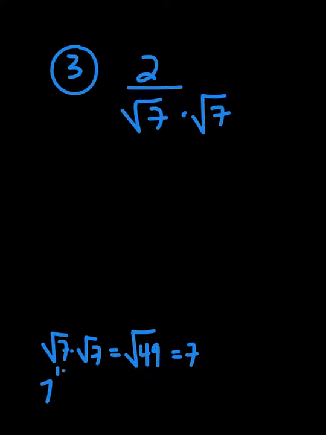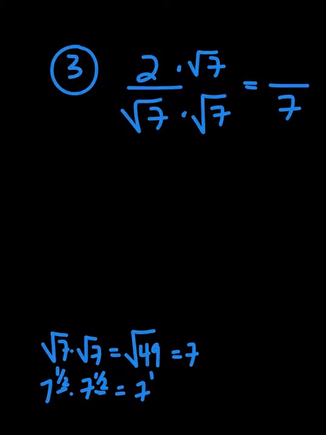Another way to think of this is 7 to the 1/2 times 7 to the 1/2, which is 7 to the 1st power if I add the 1/2 power plus the 1/2 power. So multiplying the denominator by root 7 leaves me with no radical in my denominator, which is what I want. But if I'm going to multiply the bottom by root 7, I also have to multiply the top by root 7. So I get 2 root 7 over 7 is my simplified version.